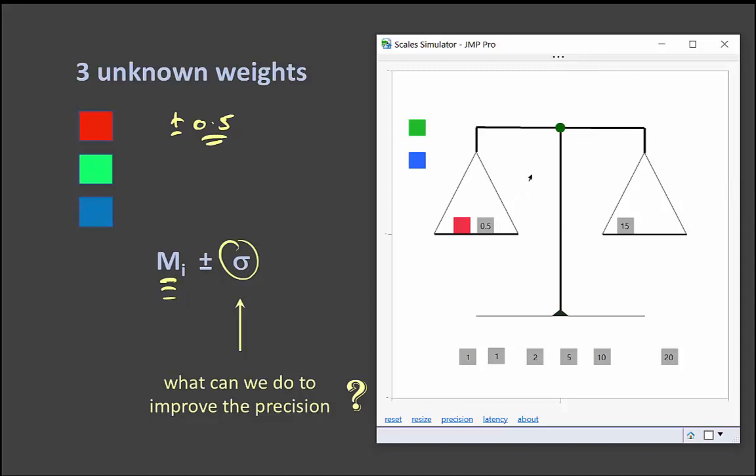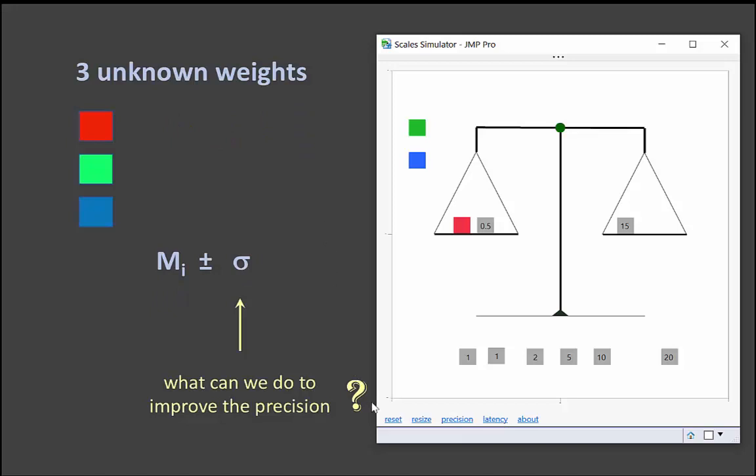But more generally, I can say it's plus or minus sigma. There's a certain experimental error associated with this procedure. Part of that is due to my ability to perform the experiment, but also the tolerances associated with the scales. What do I do if I want to improve that precision? Well, there is a very standard experimental procedure, and that experimental procedure is just to repeat all of the measurements.